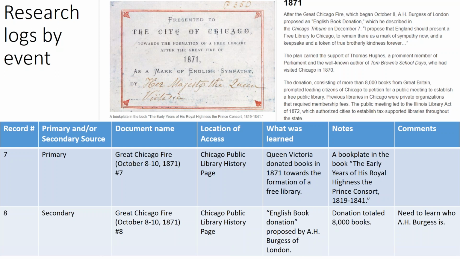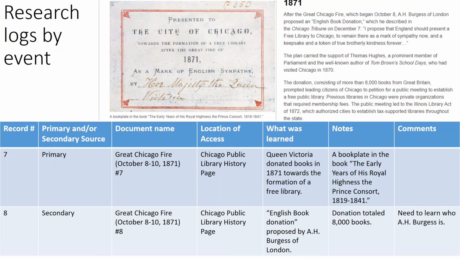Now, some of the events associated with it will occur outside of those dates, but really, when we're talking about the Great Chicago Fire, those are the dates we think about. So that's how the documents are going to be named. In the example here, this is the 7th resource we found.